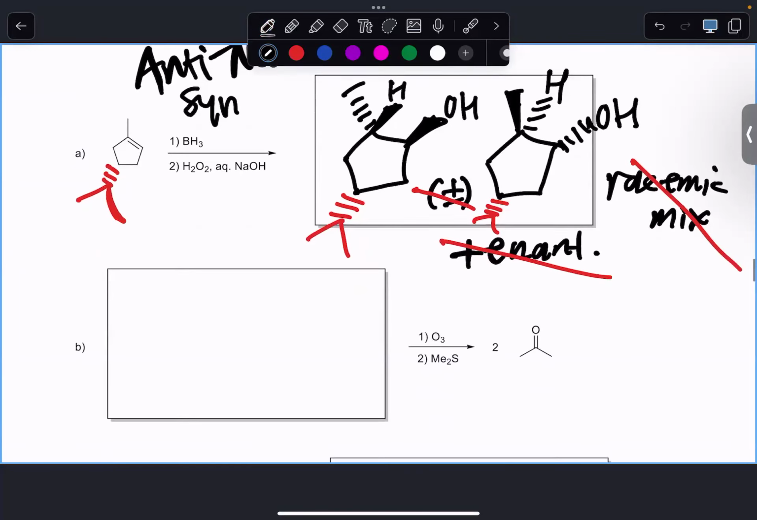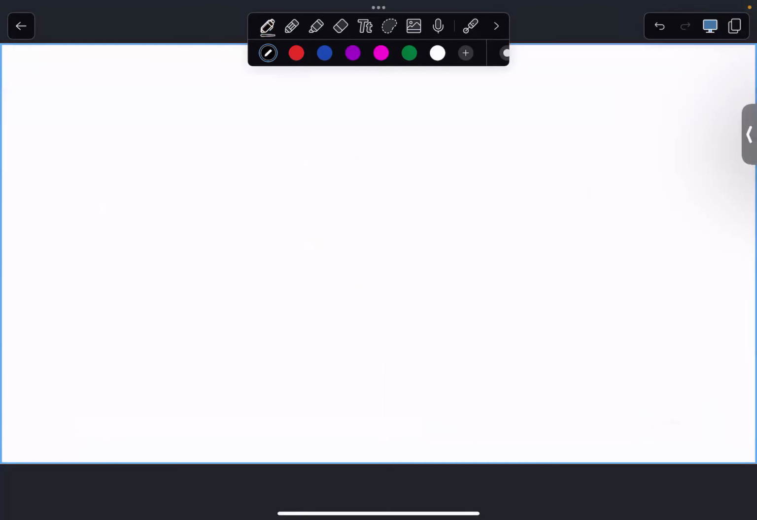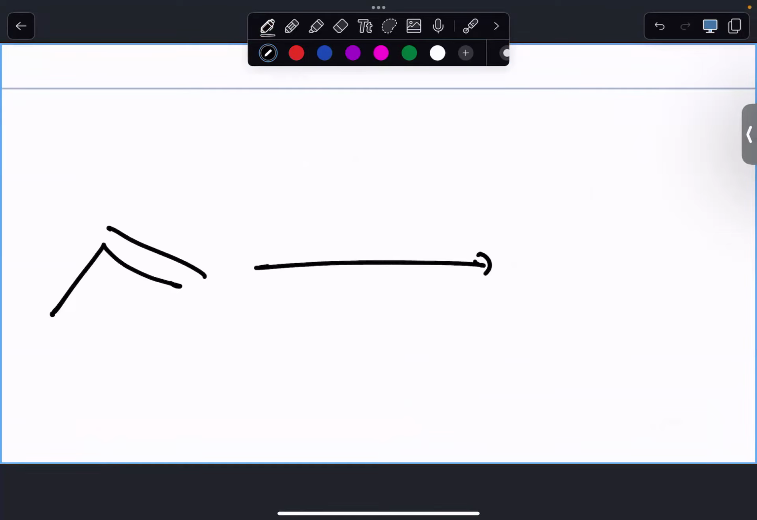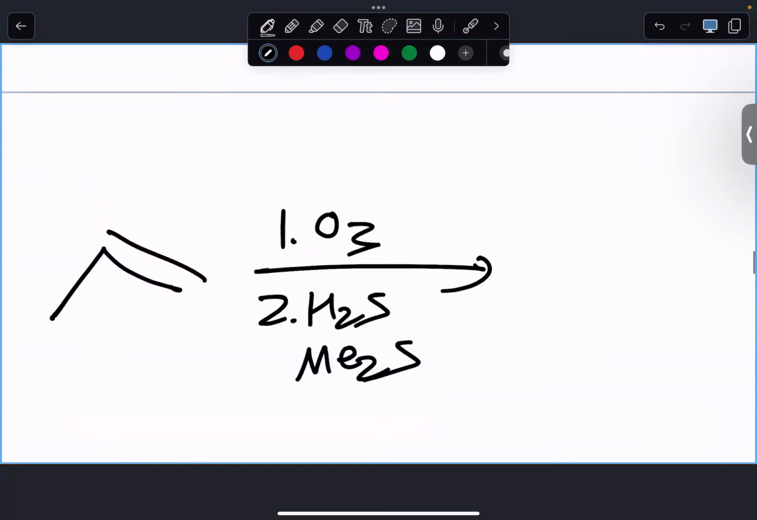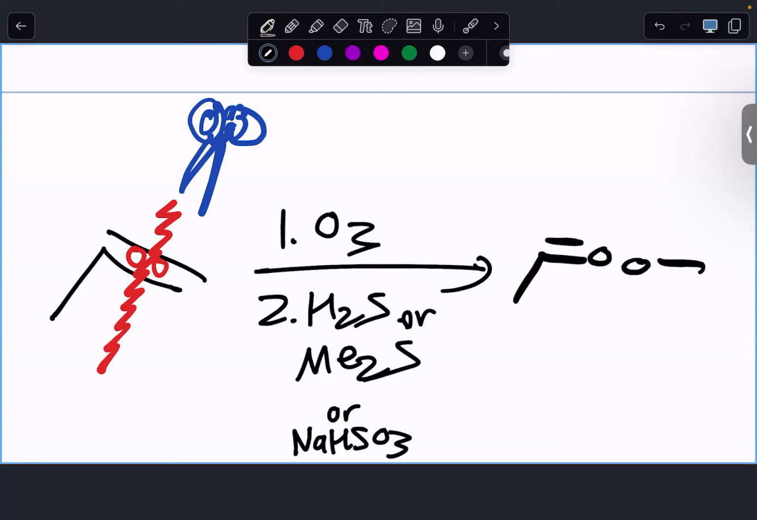Okay. Ozonolysis. There's a trick to this reaction. Let's say we have a simple alkene like that, and the reagents are O3 and some kind of reducing agent like H2S, Me2S, or NaHSO3. The most important thing here is O3. If you see O3, think of scissors, which is going to snip this alkene in half and then put oxygens in the middle like that. When we snip it in half and put oxygens in the middle, these are our two products there, and that's it.